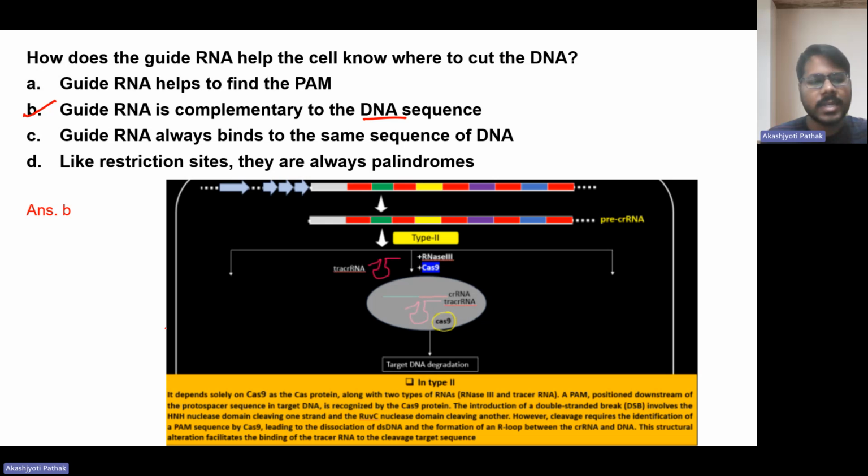This was discussed in your lectures as well. It depends solely on the Cas9 protein along with two types of RNA, crRNA and tracrRNA. This is precursor CRISPR RNA, which is cleaved into several short RNAs having the spacer sequence, and the trans-activating RNA.